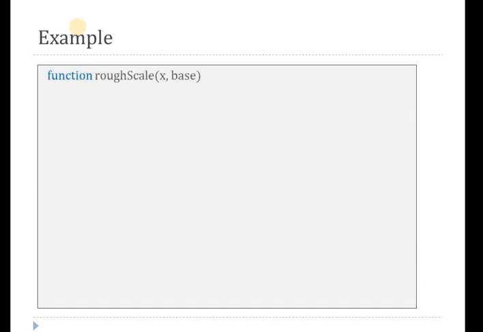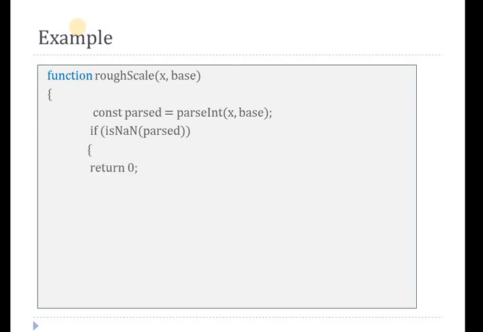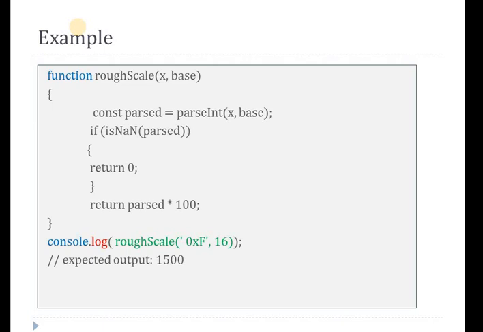Okay, we are just defining a function. In this function I have defined one constant, parsed, equal to parseInt(x, base), where base is the base value. Okay, and after that I am checking with the isNaN function whether it is a number or not. If it is not a number, then return 0. If it is a number, then return parsed multiplied by 100. So now if I call this function with the argument 0xf and base value 16, what will it return? It will return 1500.